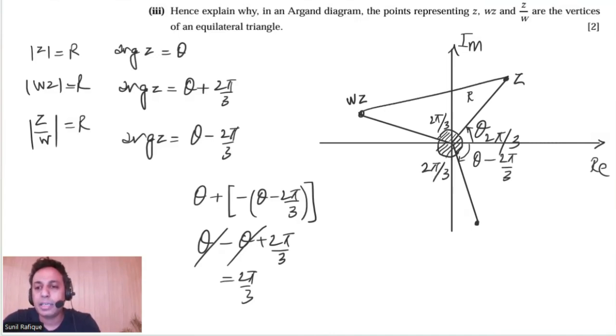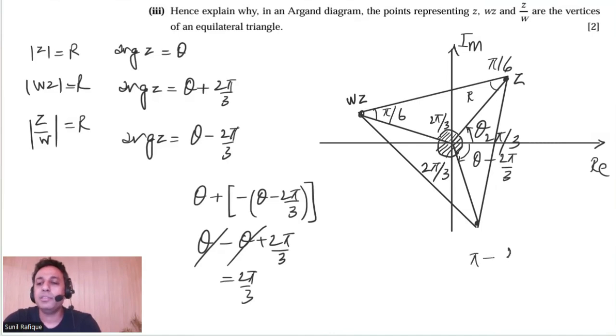If I connect these, I think I've got it. So if I connect this, these angles are going to be π/6, each of them π/6, right? You know why? Because π minus 2π/3, this is an isosceles triangle, so this becomes π/3, but you need to divide the result by 2. So each of the angles becomes π/6.